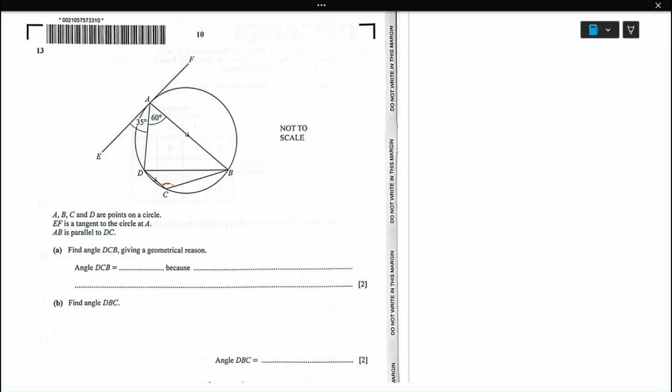DCB, first we need to find this angle. As we know, A, D, C, B, all 4 points are on the circle, and this is a quadrilateral. So this is a cyclic quadrilateral. The opposite angles always add to 180. So one angle is 60 here, the other angle is going to be 180 minus 60. So DCB is going to be 180 minus 60, which is equal to 120 degrees. So this is 120 degrees, and the reason is cyclic.